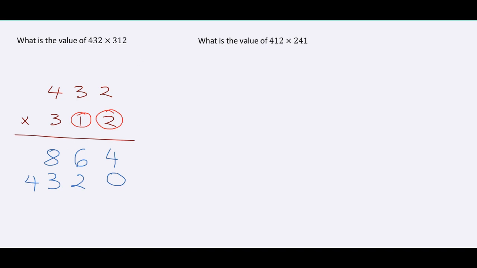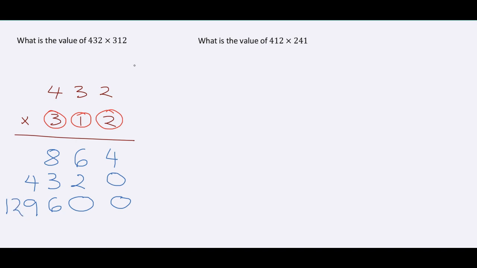Now we switch over to the hundreds position. So with that in mind, we're going to place a 0 in the ones position and a 0 in the tens position. Now 2 multiplied by 3, we have 6. 3 multiplied by 3, we have 9. 4 multiplied by 3, we have 12.